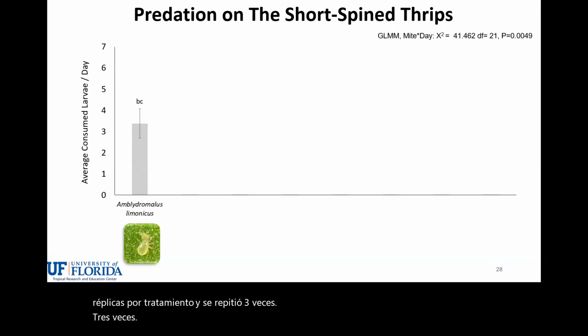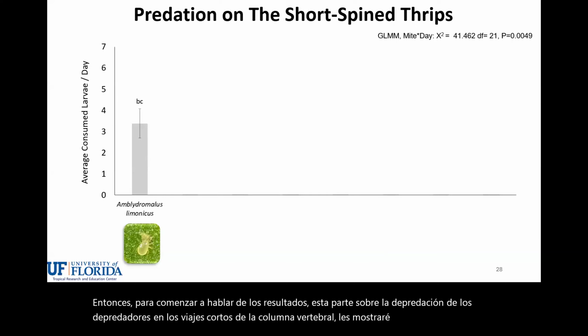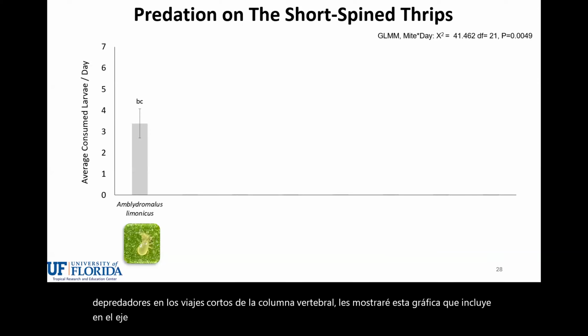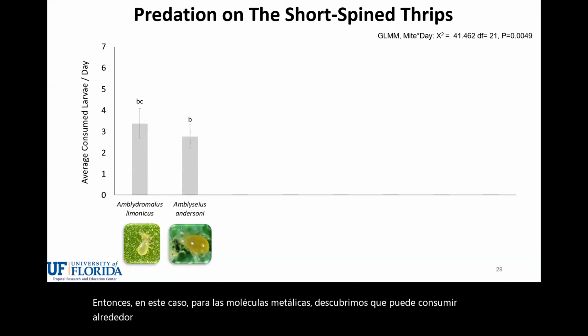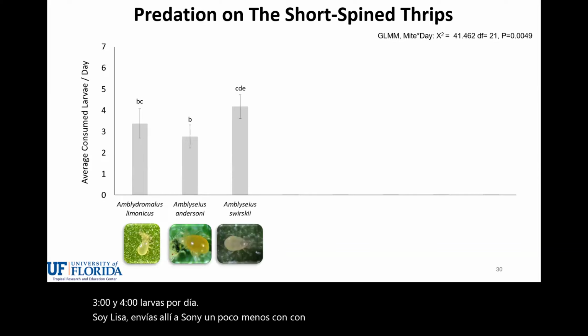So to start talking about the results, this part about the predation of the predators on the short spine thrips, I will show you this graph that includes on the y-axis the average consumed larvae per day, how many larvae the predators consume, and on the x-axis all the predators that I tested. In this case, for Amblydromalus limonicus, we found that it can consume between 3 and 4 larvae per day. Amblyseius andersoni, a little less, can consume between 2 and 3 larvae per day.